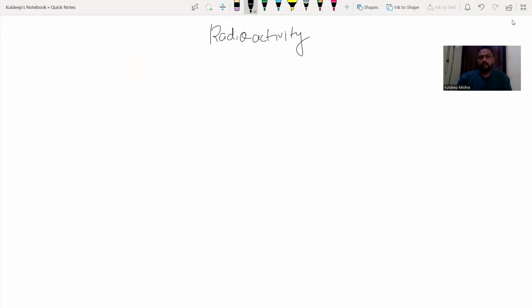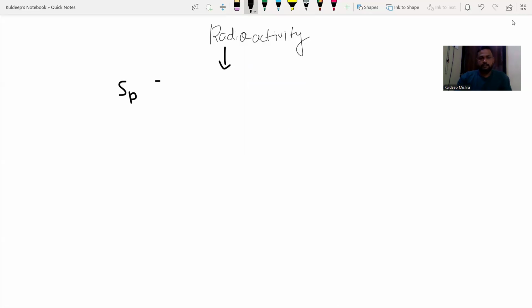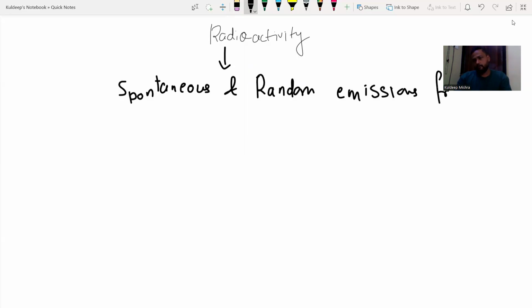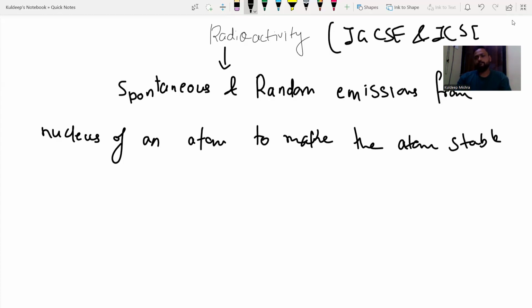Radioactivity. If we define radioactivity, we can say that radioactivity is spontaneous and random emissions from the nucleus of an atom to make the atom stable. Spontaneous and random, these are two very important words. Mostly this is for IGCSE, and ICSE students can also have a look at it when we are doing this radioactivity.